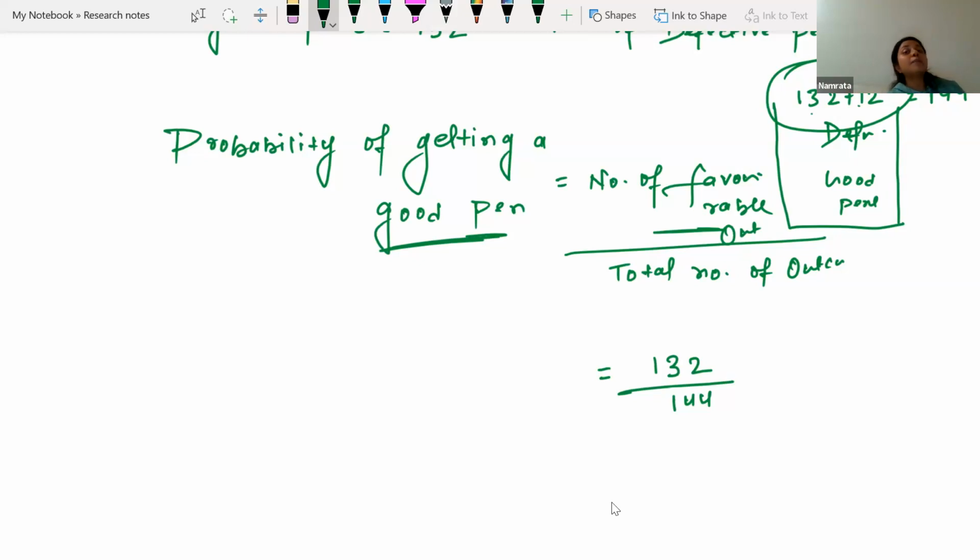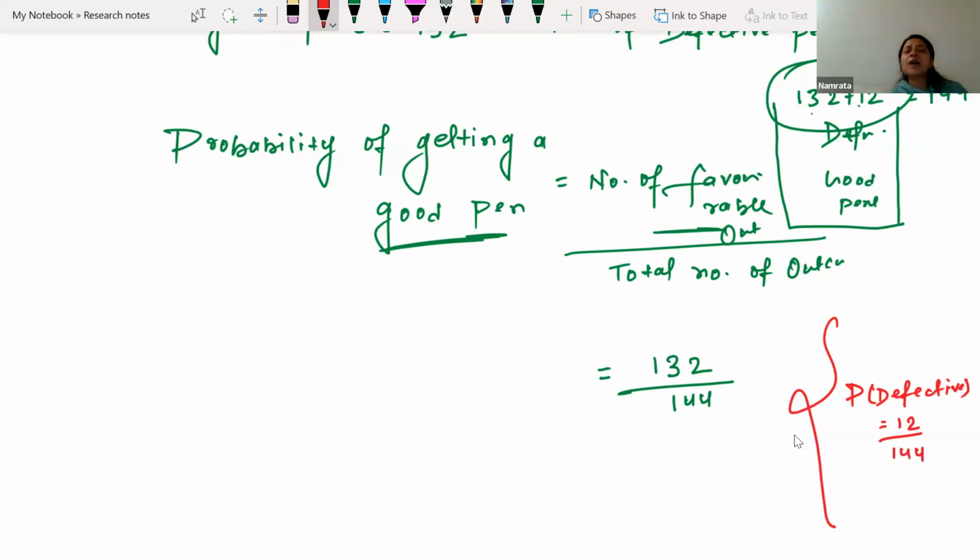If we have to find the probability of getting a defective pen, then the favorable outcome will be the number of defective pens. In this question we don't have to find the red one, we just have to find the green one, that's what is written in the question. But if we have to do it, probability of getting a defective pen will be 12 defective pens out of 144.